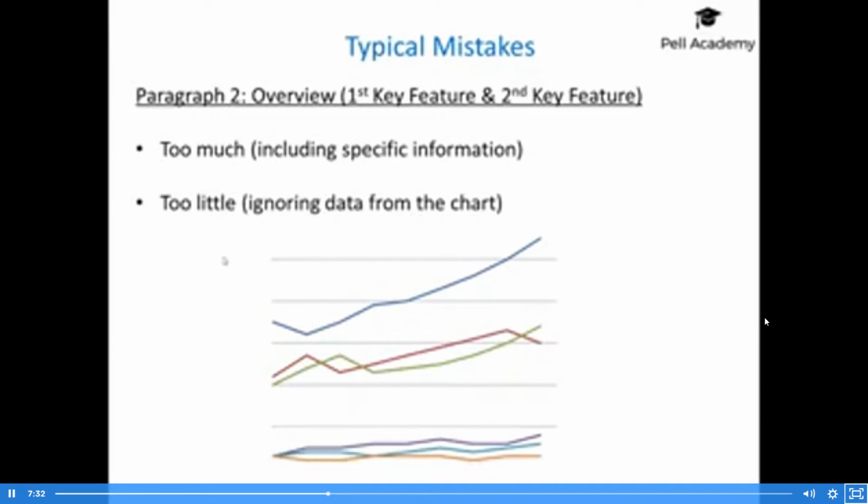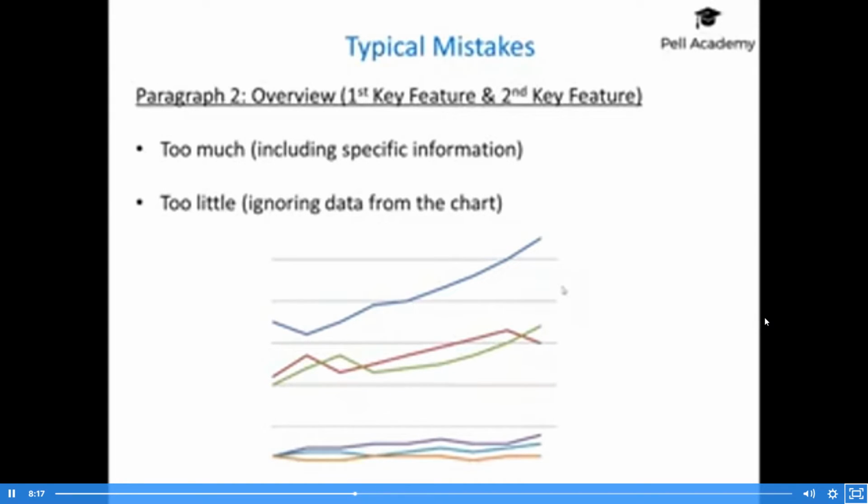Too little. Again, the other end of the spectrum with too little could be that you said 1, 2, 3, 4, 5 categories increased, and then you say nothing about the 6th category. You can't really ignore any of the categories. Another way would be if you said the blue line, or whatever it represents. It's not important now when you're writing your overview, just to take a step back from it. But the blue line here, if you wanted to say that throughout the entire time period, the blue line stayed as the highest category in the chart.